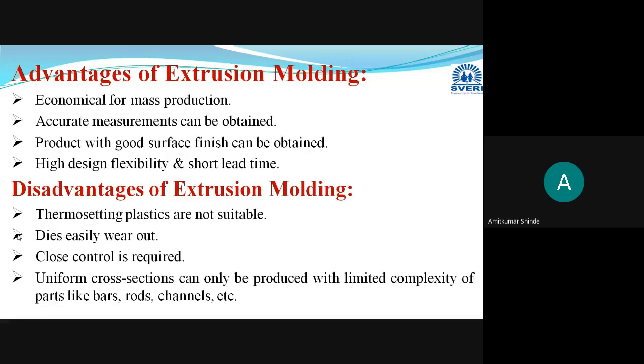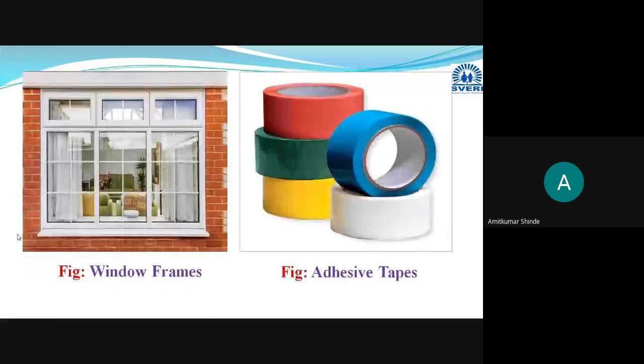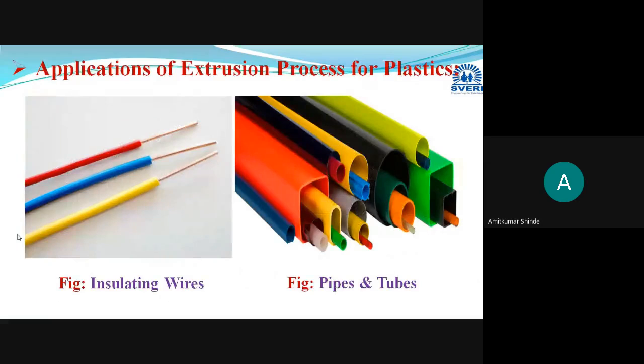Suppose in the form of tubes, bars, rods, channels, pipes. You can provide only limited cross sections: square cross section, rectangular cross section, tubular cross section. That you can write in the disadvantages. And after these disadvantages we will move towards the applications of this extrusion molding process.